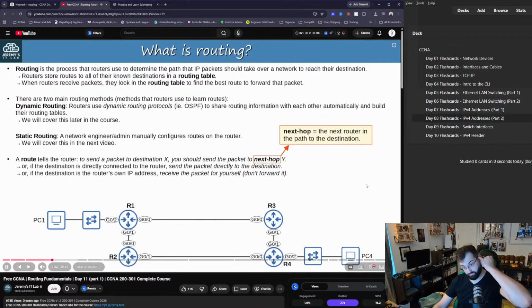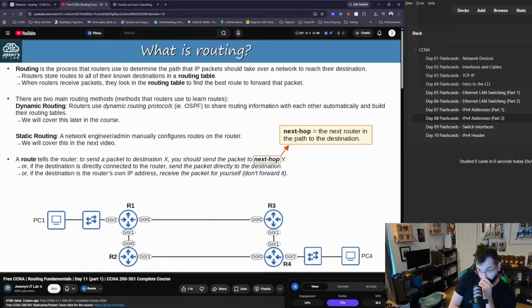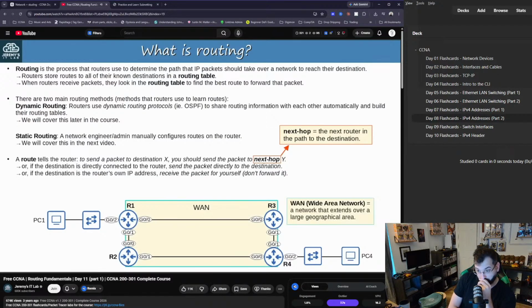Network. Actually, in this video, we will only look at one small part of this network. In the next video, we will use the entire network. But first, let me introduce the network. There are 4 routers connected together, and they represent a WAN. WAN stands for Wide Area Network, a network that extends over a large geographical area. For example, each of these 4 routers could be in different cities or even different countries.